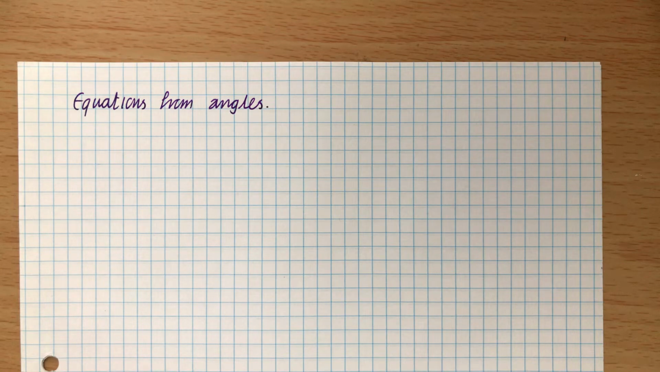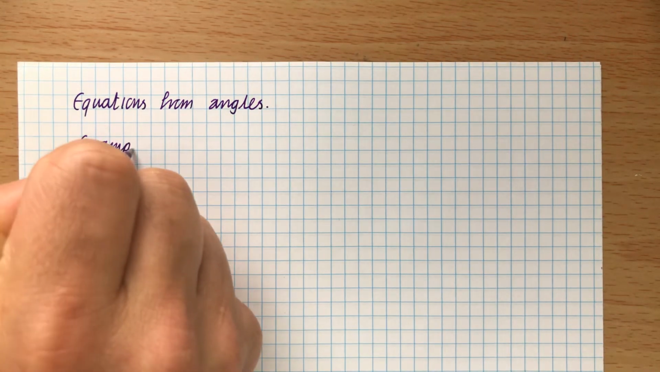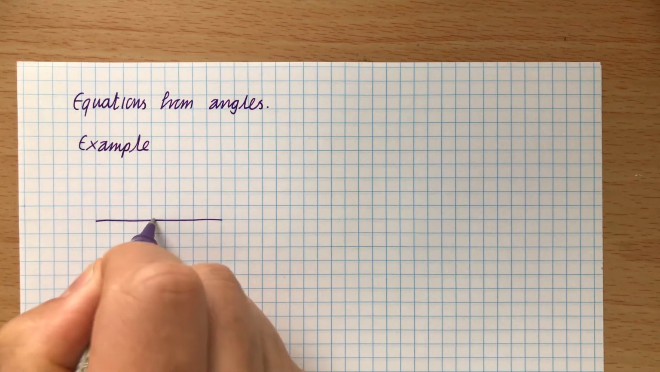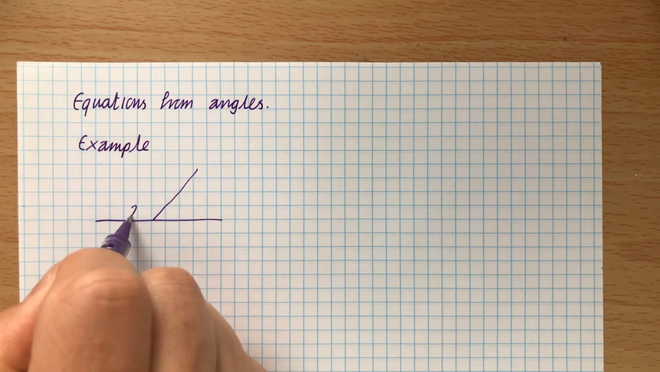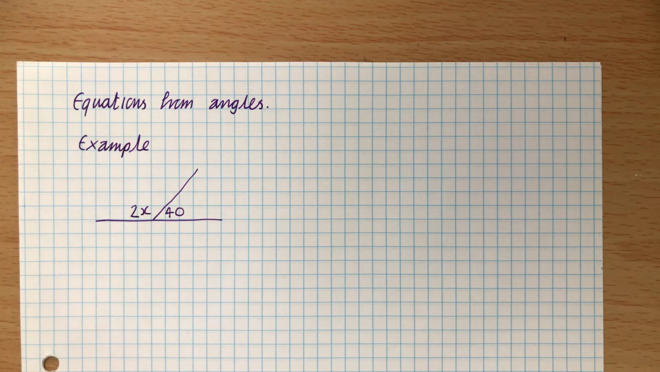Following on the work we did last week on equations, we're going to look at equations arising from some angle work. So, example number 1. The question is, solve for x. Find out what x is.